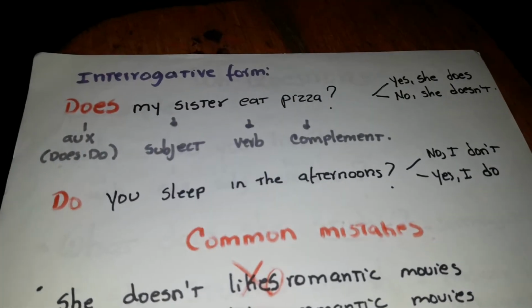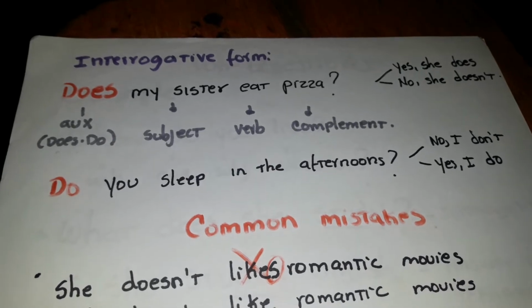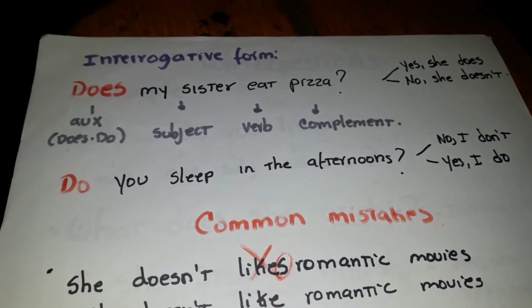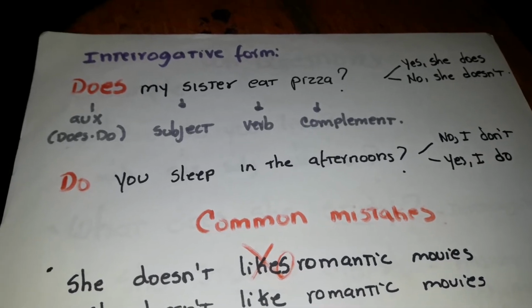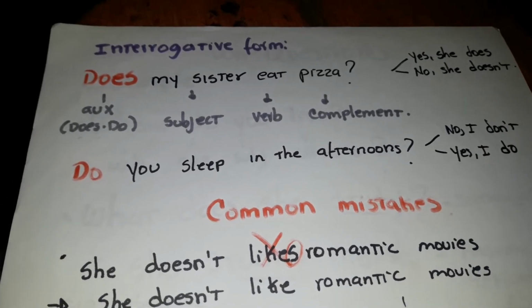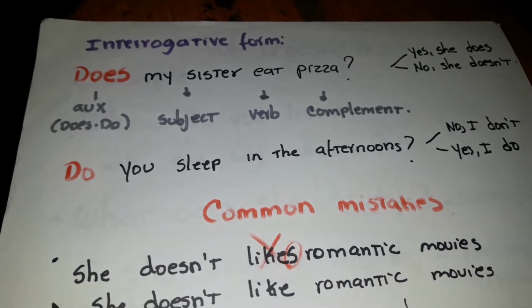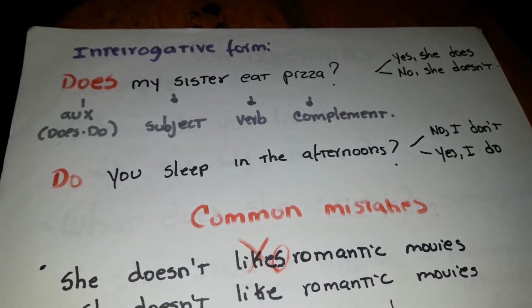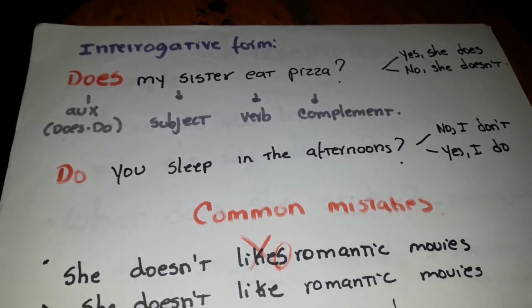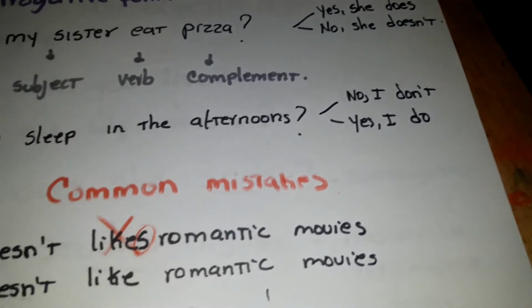The other example, do you sleep in the afternoons? Look at the example. First, the auxiliary, next, the subject, next, the verb, sleep, and next, the complement, the afternoons. Okay? In this case, you use the auxiliary do because the subject is you. In the first example it is my sister, the auxiliary is does because it is third person. The answer in this case, no I don't and yes I do.